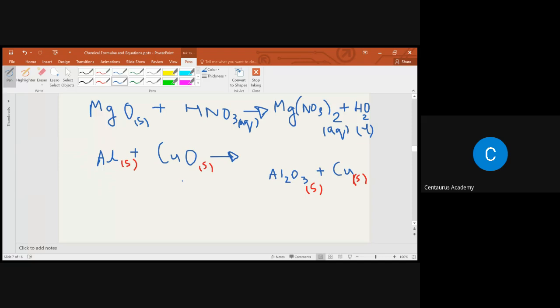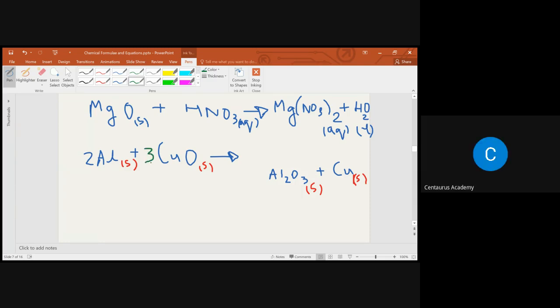Okay, so moving on to how do we balance this equation? Can someone tell me which elements are imbalanced here? Aluminium and oxygen, yes. So what do we do? We put 2 next to the Al, 2 next to Al, and then we put 3 next to copper oxide.